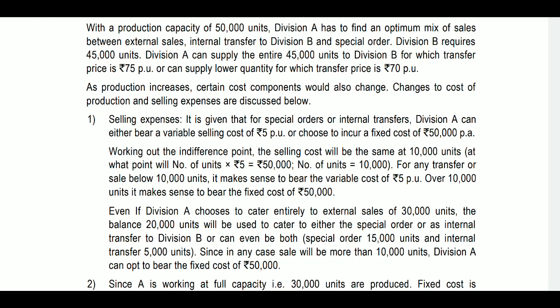So 10,000 into 5 is 50,000 rupees. For any transfer or sale below 10,000 units, it makes sense to bear the variable cost of 5 rupees. Over 10,000 units, the fixed cost is 50,000. So up to 10,000 units, the variable cost of 5 rupees is better; go for variable cost. Above 10,000 units, we will go for fixed cost, and then we will save on the variable cost.